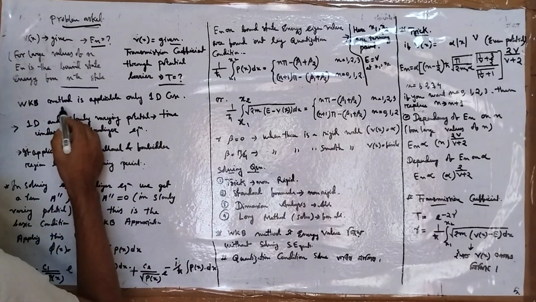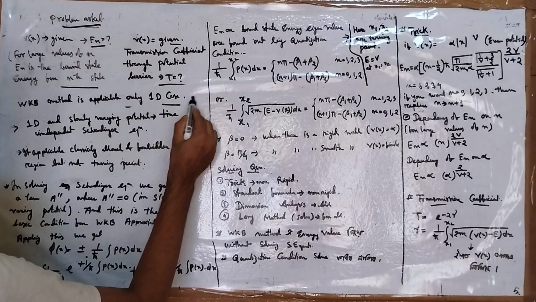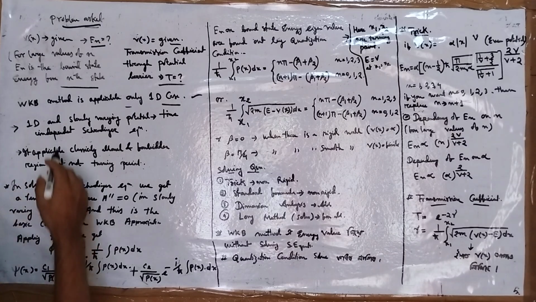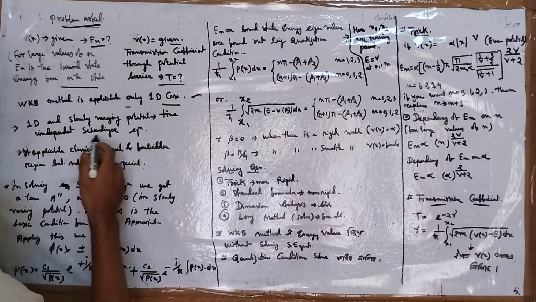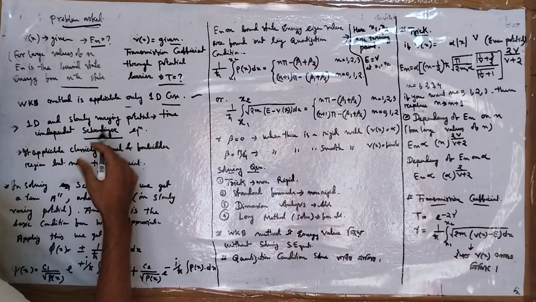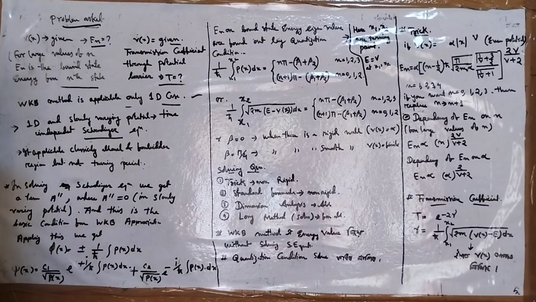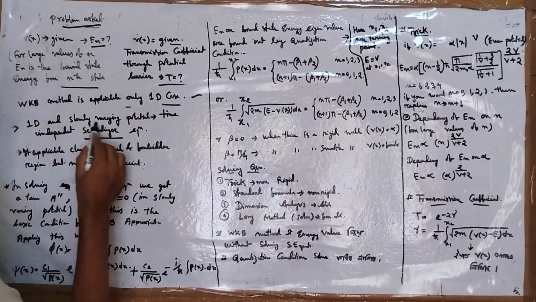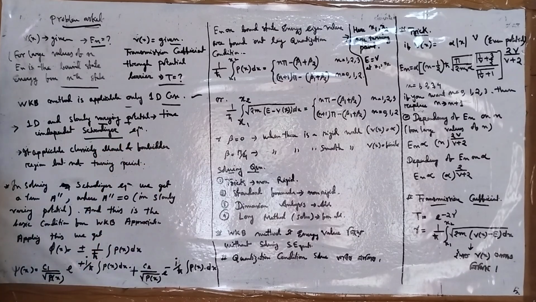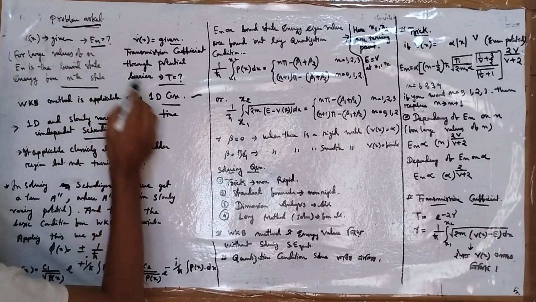So the WKB method is applicable only to the 1D case. This is important, only the 1D case. It applies to a 1D, slowly varying potential, with the time independent Schrödinger equation. So the whole system is solved using the time independent Schrödinger equation, and the potential is slowly varying. It's applicable to this, and that's why it's called semi-classical.